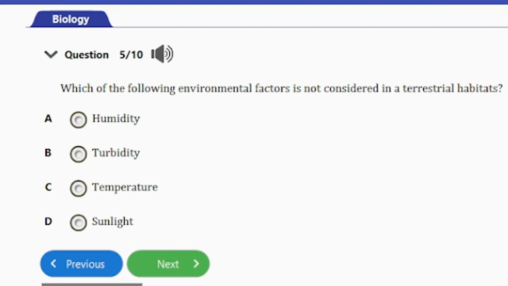The next question is question number 5. It says, which of the following environmental factors is not considered in a terrestrial habitat? We have A. Humidity. B. Turbidity. C. Temperature. D. Sunlight. The answer to this question is option B, and that's turbidity. Turbidity refers to the clearness of the water, and since we are referring to terrestrial habitats, we don't have anything to do with water bodies. Turbidity is out of the game here, and that's the answer to this question.